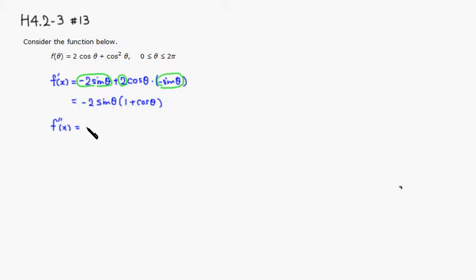I'm going to leave -2 in front, and here is the first guy and this is the second guy. Let's take the derivative there. -2 is a constant multiple. Then take the derivative of the first guy: the derivative of sine is cosine of theta, times the second guy, which is 1 plus cosine of theta, plus the first guy, sine of theta, multiplied by the derivative of the second guy, which is negative sine of theta.